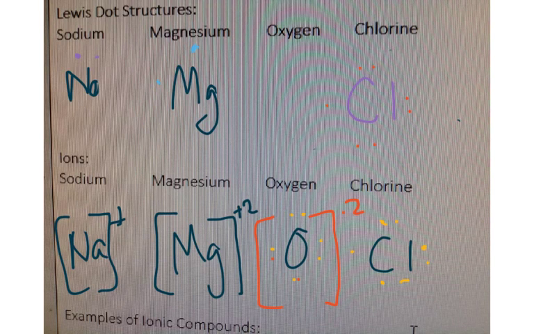Chlorine, on the other hand, has 7 and wants to only gain 1 to make 8, so I'm going to draw one more. I'm going to put this in brackets and give it its charge of minus 1. You do not need to use different colors. In fact, you'll probably just be using the same color throughout, and it does not matter. I'm just using different colors to help you visually see where the extra electron is going.